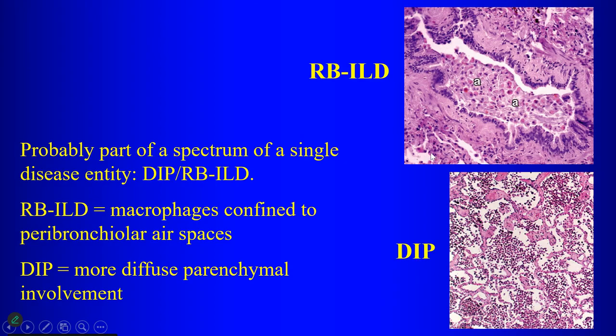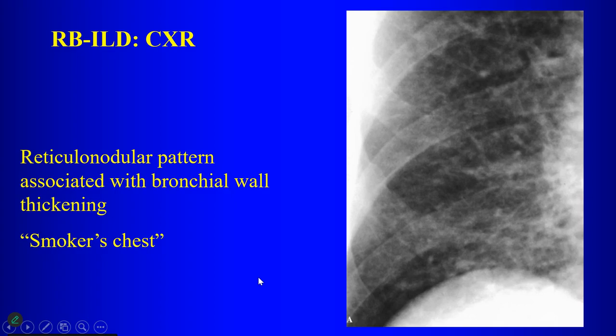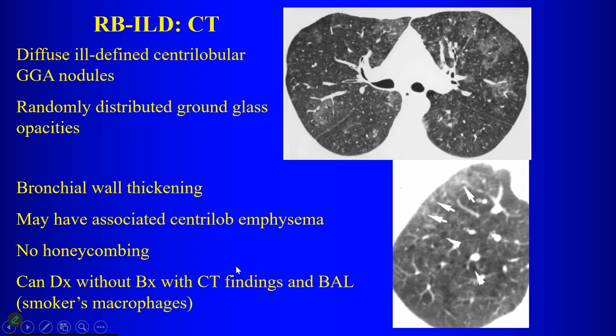So they're probably the same spectrum of disease. With DIP, you get the pigmented macrophages in the alveolar air spaces. That's where they predominate. With RBILD, they will be within the central lobular bronchioles or around them also. If they happen to do bronchoalveolar lavage in these patients, they will see the pigmented macrophages in the lavage fluid. So that's another way to make the diagnosis. The so-called smoker's chest, where you have this kind of interstitial pattern on chest radiograph, is probably a reflection of respiratory bronchiolitis.